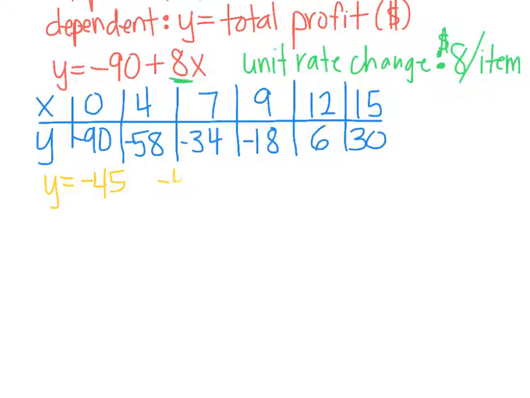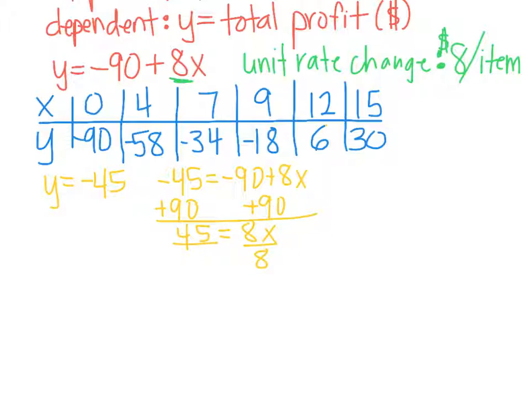So negative 45 equals negative 90 plus 8x. And then, of course, to isolate x, we would undo this negative 90 by adding 90 to both sides, which puts us at positive 45 equals 8x, and then we would divide both sides by 8.